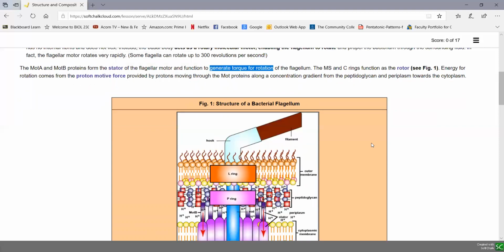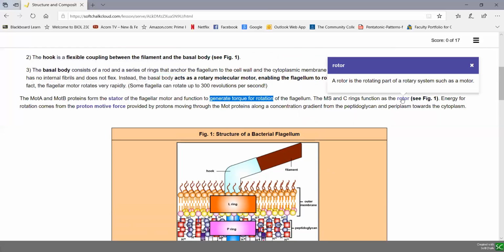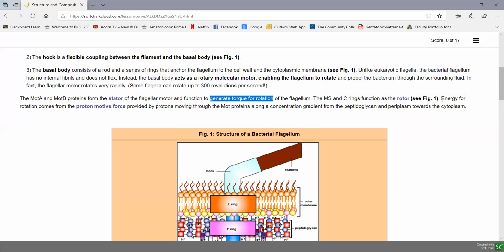And then there's a couple of rings, the MS and C ring, shown down here at the bottom in figure 1. And that's the actual rotor part of the motor, the part that actually rotates, in most cases either clockwise or counterclockwise. And energy for rotation comes from proton motive force.